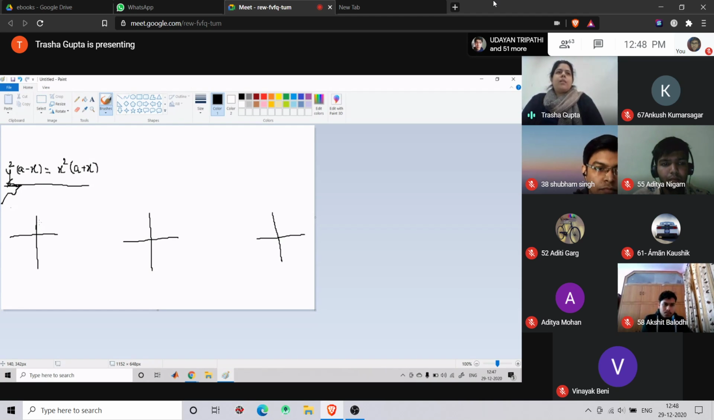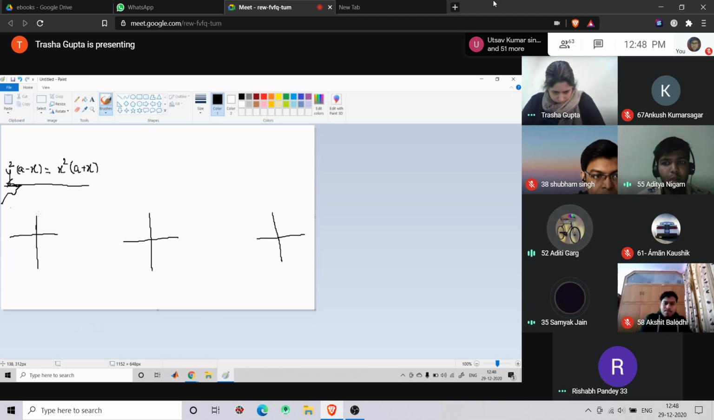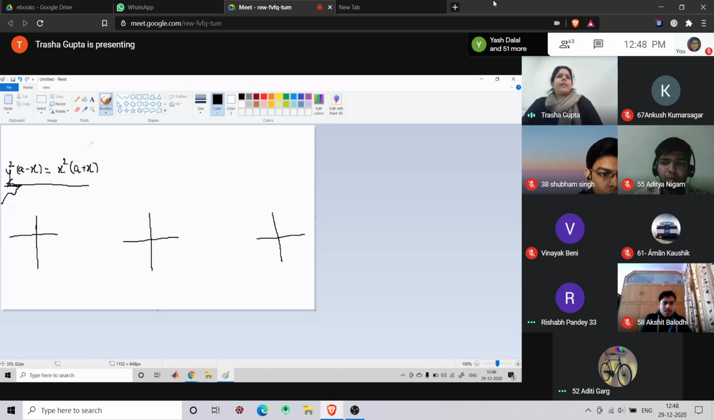What is the lowest degree term here? The lowest degree term will come out to be a square y square minus a square x square, which is equal to zero, that is, y square is equal to x square, right? Is that right?